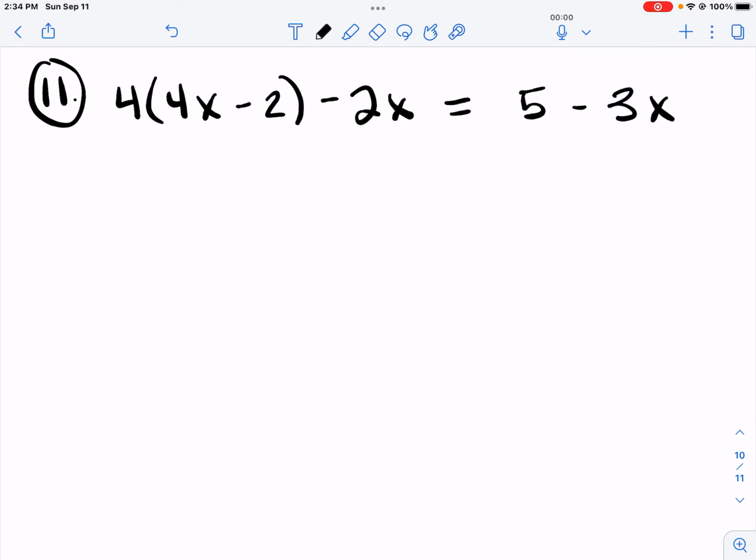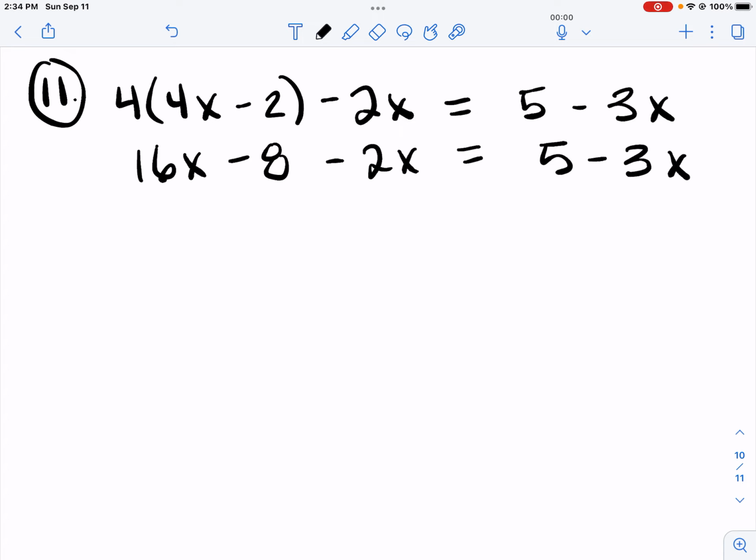I need to distribute the 4. 4 times 4x. 4 times minus 2. Don't subtract on the right. They're not like. I do have like terms on the left. 16 minus 2 would give me 14x. Keep your equal signs lined up.